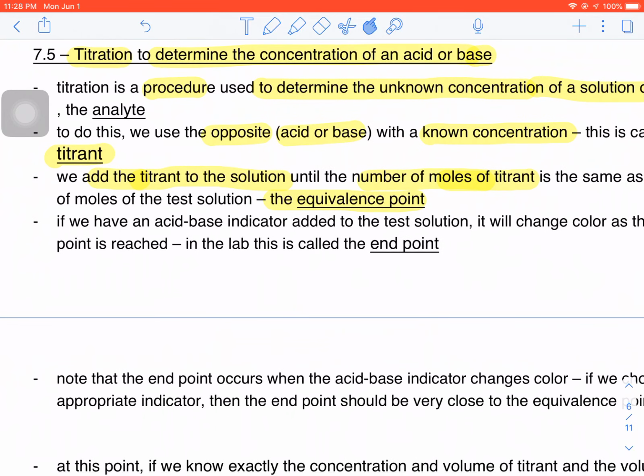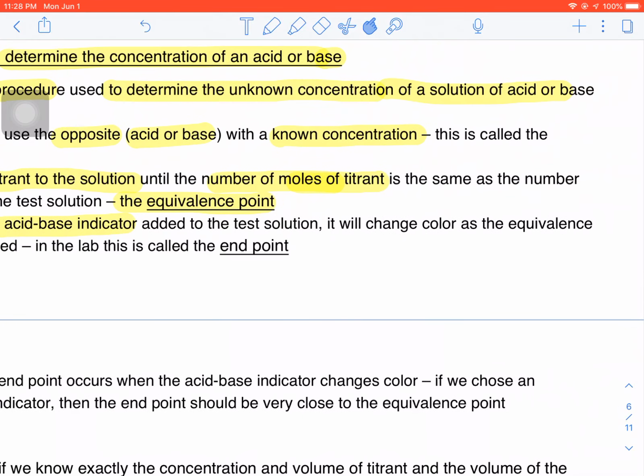Because I can't really see exactly when the number of moles is equal, because I'm not actually seeing molecules, I have to use an artificial way to decide when I've reached the end of the titration. When do I have an equal number of moles of acid and base? Well, I'm going to use an acid-base indicator. Remember, acid-base indicators are chemicals that have two possible colors, and they change color when it switches from an acid to a base or a base to an acid.